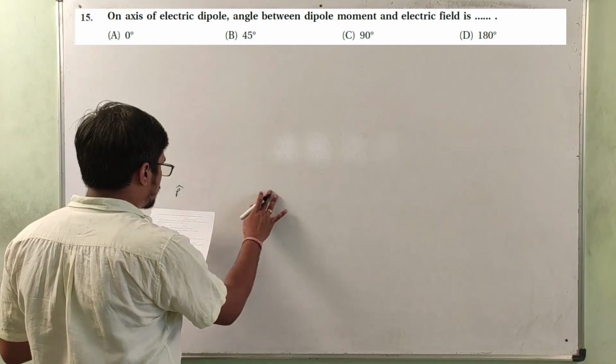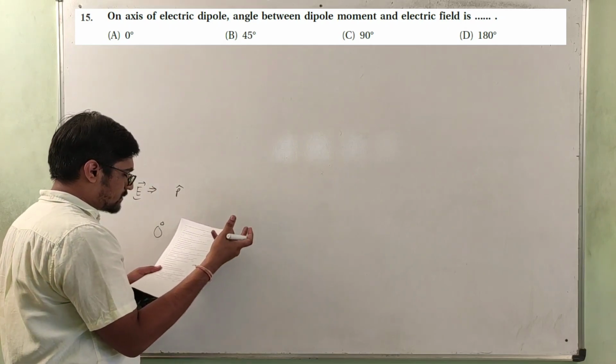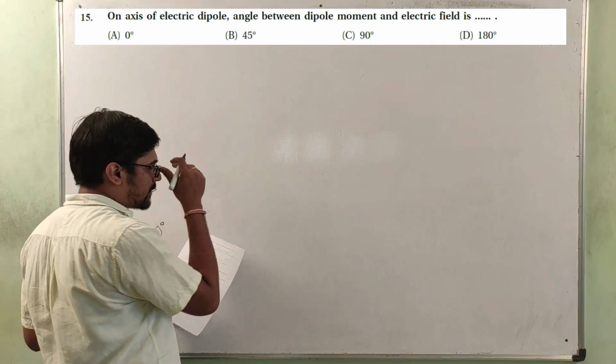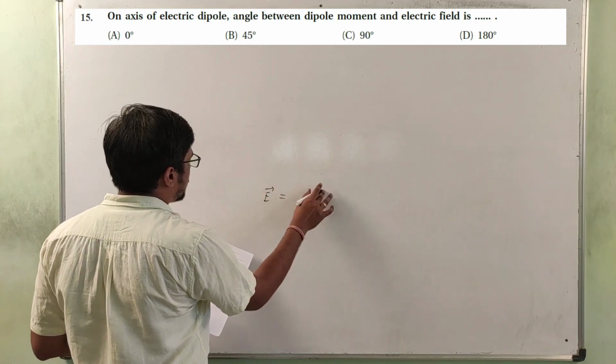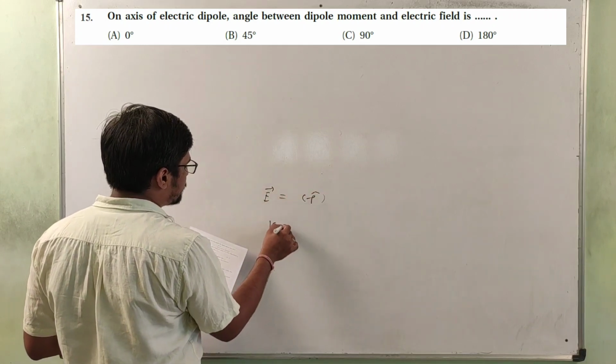If they asked for a point on the equatorial plane, then what happens? Then the electric field is in the direction of minus p cap, so the angle between p cap and minus p cap is 180 degrees.